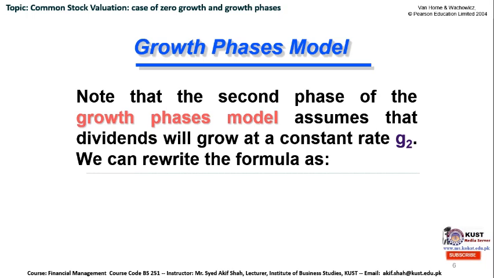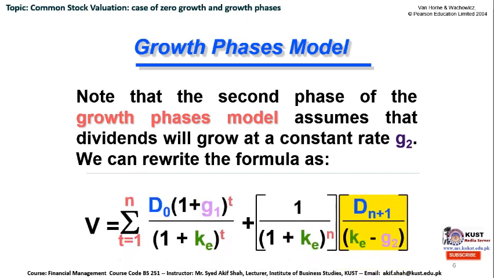So we have to note that the second phase of the growth phase model assumes that the dividend will grow at a constant rate of G2 forever. So we can write this formula in this fashion. The initial notation is quite similar to the mixed stream question. For example, we got 1, 2, or 3 different cash inflows in the subsequent time periods up to time t. Therefore, we can individually discount each cash inflow with the relevant discount rate to get the present value or intrinsic value of that common share or project.